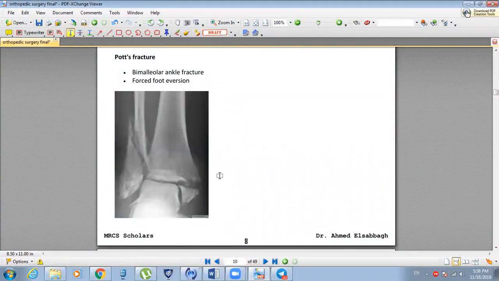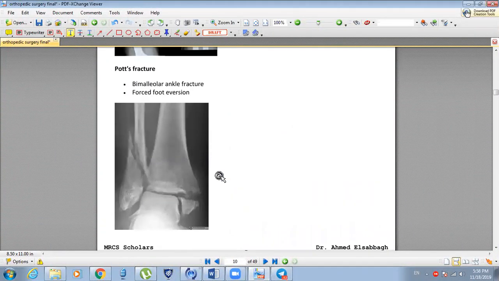The last one of these names is Pott's fracture. What is Pott's fracture? It is any fracture involving the malleoli. Maybe unimalleolar, maybe lateral malleolus only, maybe medial malleolus only, maybe bimalleolar. Any fracture in the malleoli is called Pott's fracture.